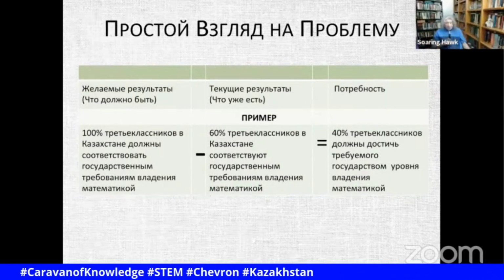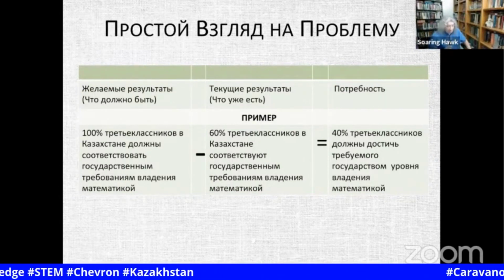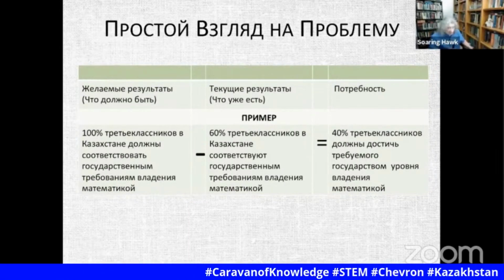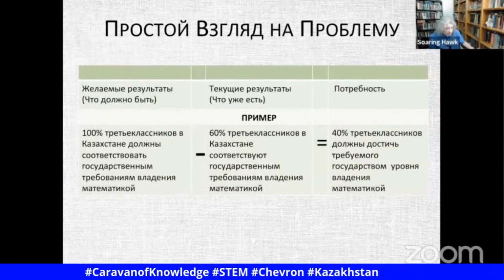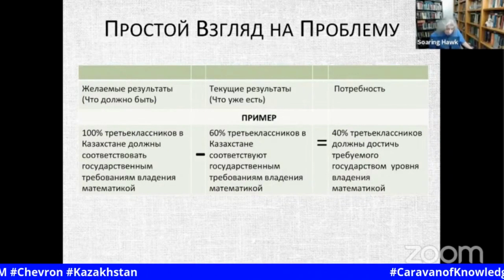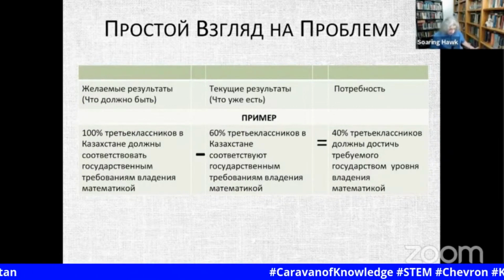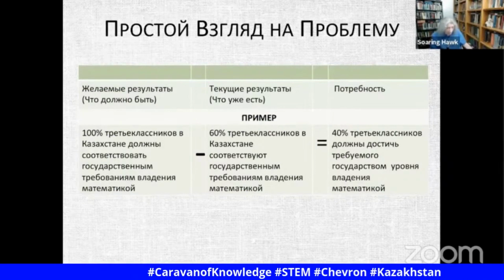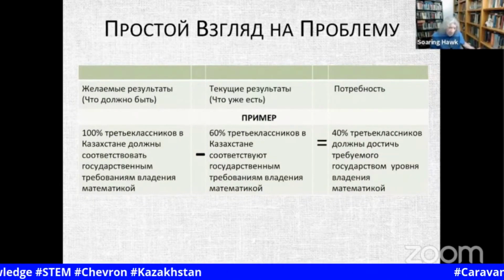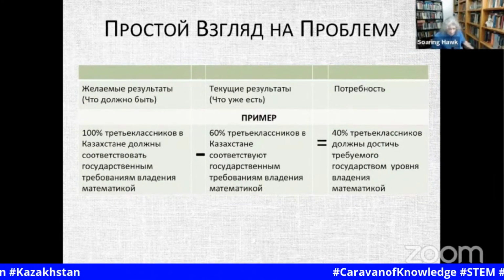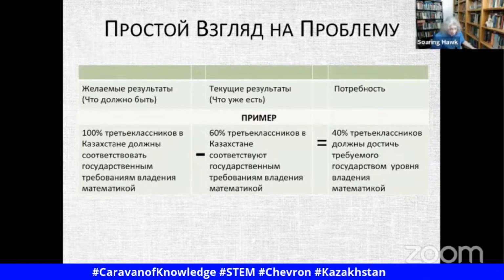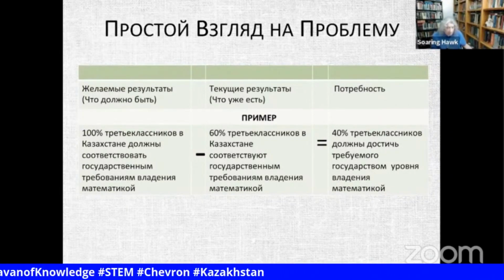So I just made this as a quick example. Let's say that the desired result of implementing a STEM program in Kazakhstan is that 100% of third grade children will meet the state proficiency level in regards to STEM and math. So we do an assessment of needs now, and we find out that only 60% of third grade children in Kazakhstan meet that proficiency level. So what that tells us is that we have a need of 40%.